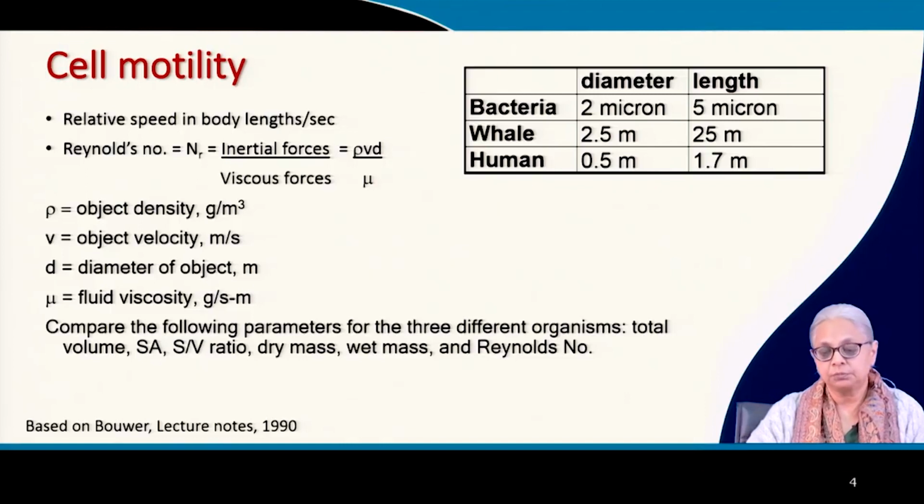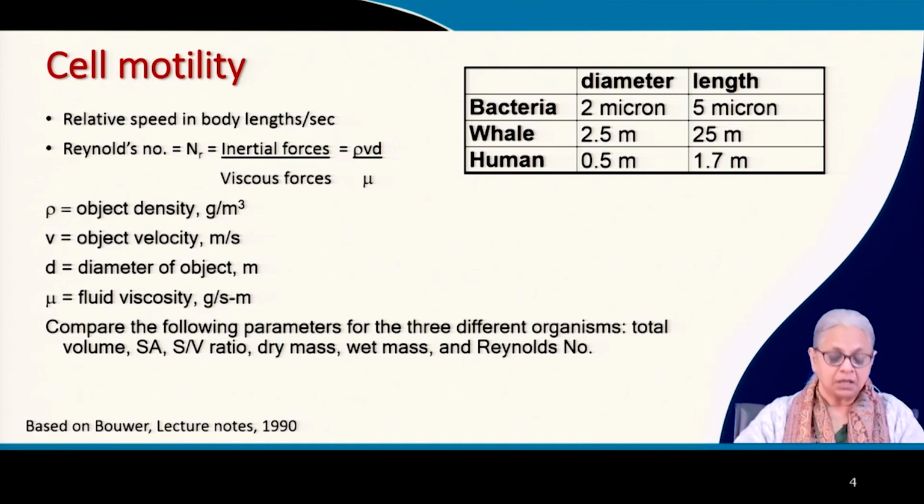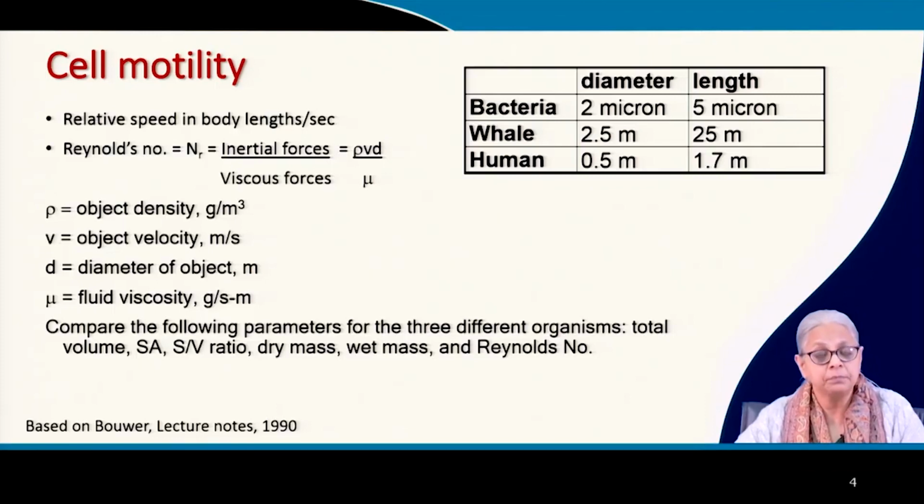We can assume that the bacteria have a diameter of, let's say, 2 microns and a length of 5 microns. We have whales, which are the other end of the size spectrum. The largest animal on the planet, especially among animals that live in aquatic systems, is the blue whale, and it has a diameter of about 2.5 meters and a length of about 25 meters. How do human beings compare with these two organisms? First of all, we don't live in water. We can swim, but we cannot survive in water. So that's one major difference.